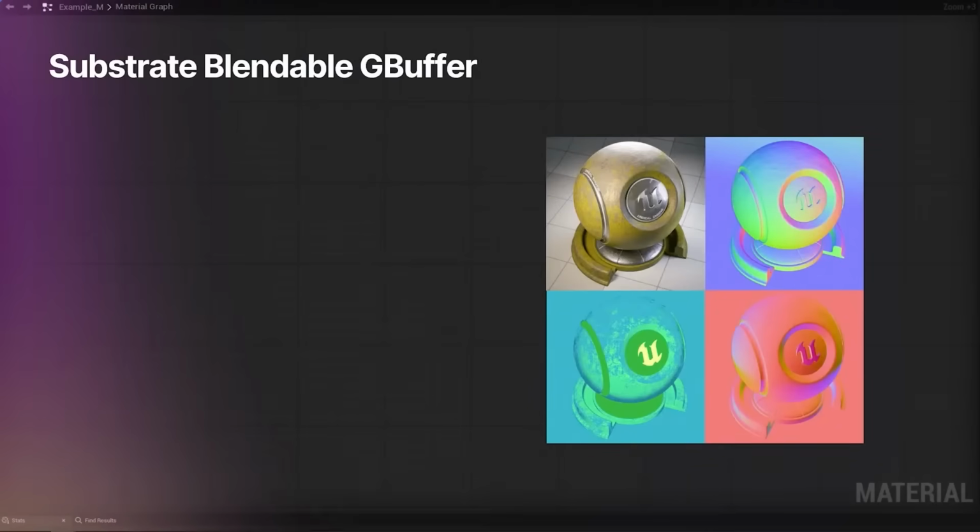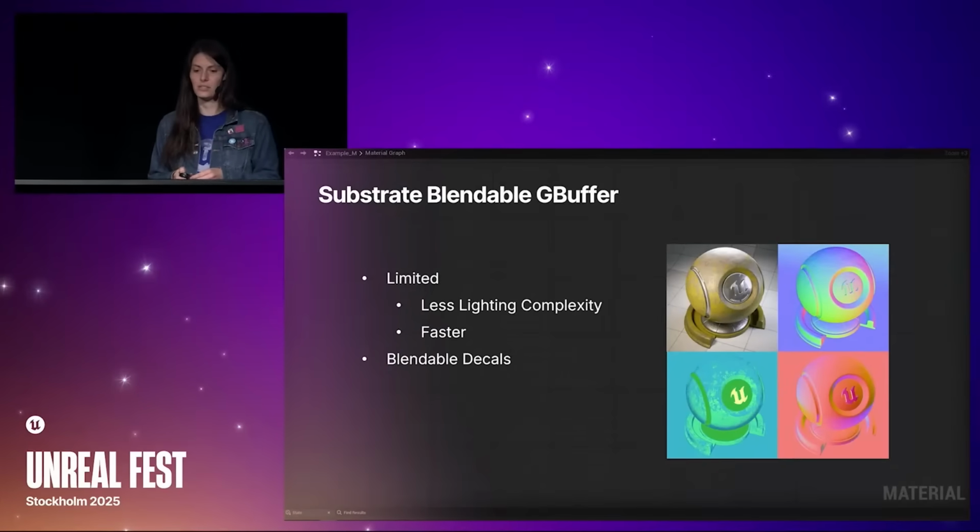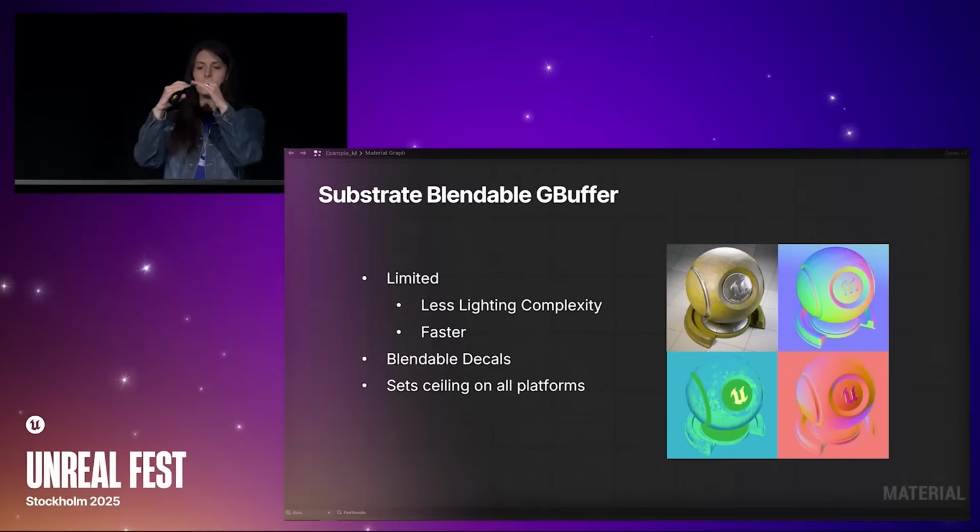Substrate's blendable GBuffer is the more limited option. The trade-off here is that it has less lighting complexity, but because of it, it is the faster option. It retains the legacy GBuffer characteristics and handles Substrate data through packed render targets, automatically simplifying it into a single slab. It also supports blendable decals. And if you set your project to blendable, that becomes the ceiling, and all projects will be blendable, even if they're SM6 and could have supported adaptive GBuffer instead. So keep that in mind.